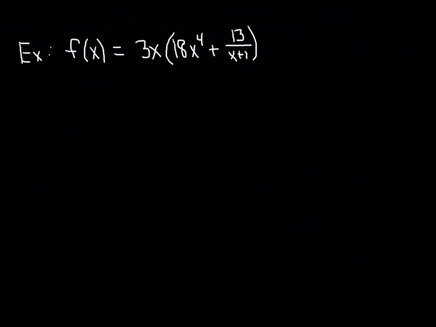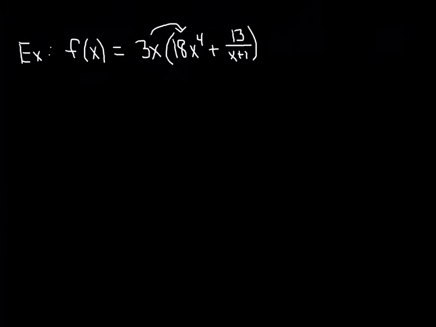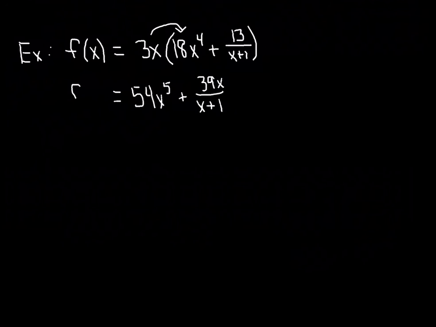Let's take a look at an example that might use a combination of these. I look at this problem, f of x equals 3x times 18x to the 4th plus 13 over x plus 1. First thing I want to do is say, you know what, I can distribute through, and this will be 54x to the 5th plus 39x over x plus 1. Let's distribute. That might help me out some.